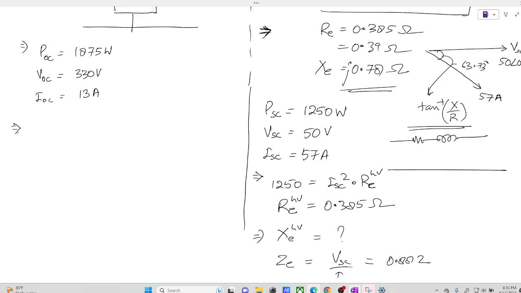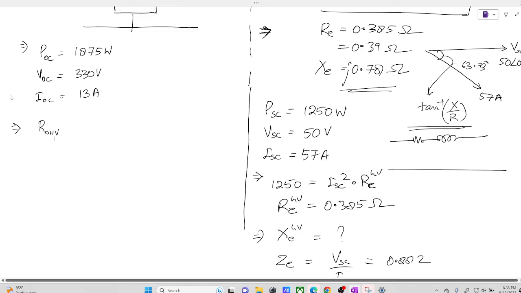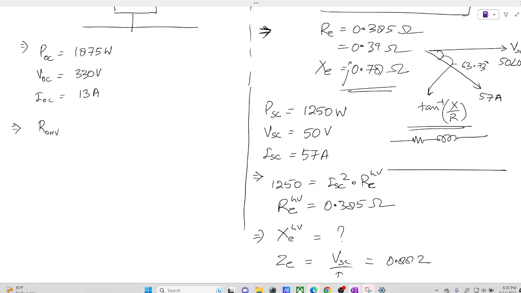Now this is a parallel RL circuit, I have already told you. So how will you find R naught? Eleven point zero nine. 11.09, you are getting.